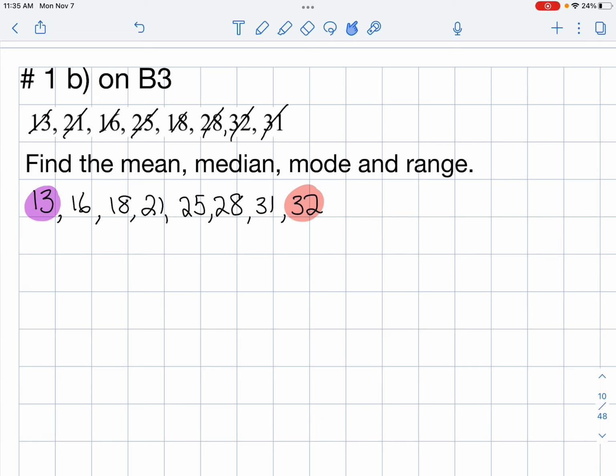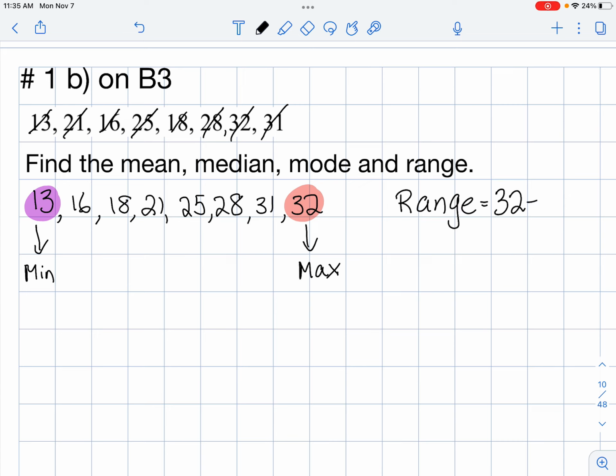The first thing I like to do, looking at an example like number 1b on B3, is to take the numbers and put them in order from smallest to biggest, which you can see I've done here. And then it's easy to identify what the lowest number is. I'll call that the minimum because it's at the bottom. And I'll call the biggest number the maximum because it's at the top. And then in order to find the range, we just subtract the minimum from the maximum.